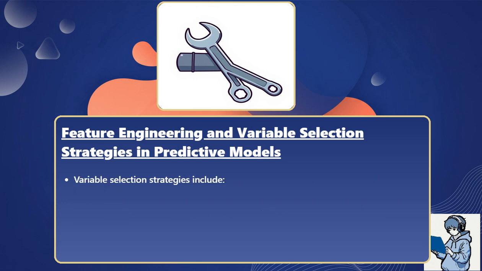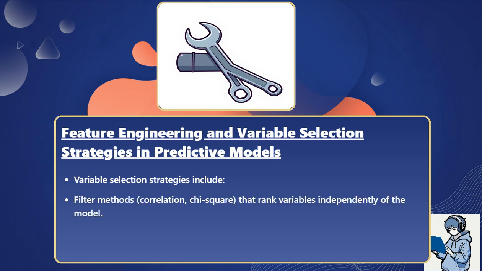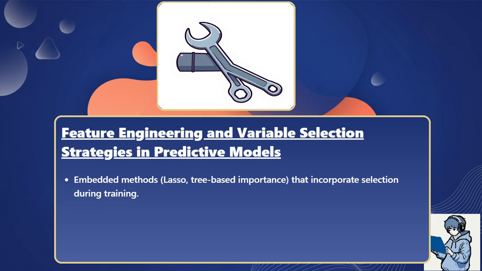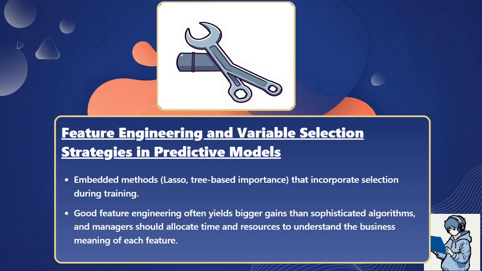Variable selection strategies include filter methods, correlation and chi-square, that rank variables independently of the model. Wrapper methods, forward and backward selection, that evaluate subsets using model performance. Embedded methods, lasso and tree-based importance, that incorporate selection during training. Good feature engineering often yields bigger gains than sophisticated algorithms, and managers should allocate time and resources to understand the business meaning of each feature.